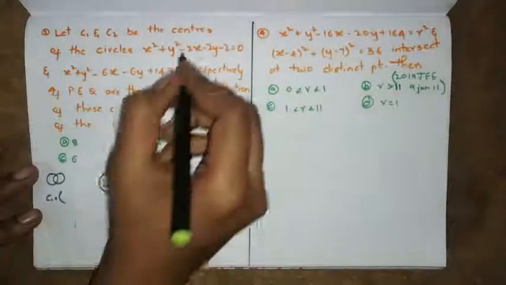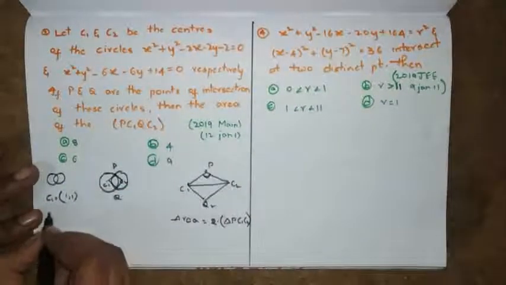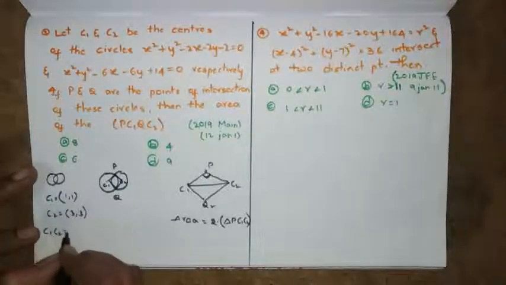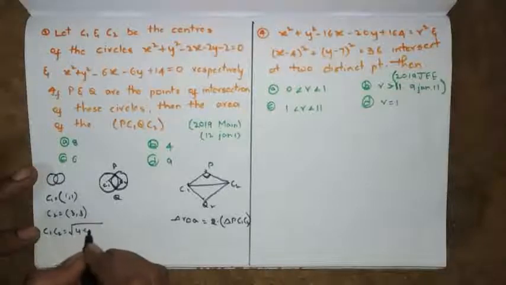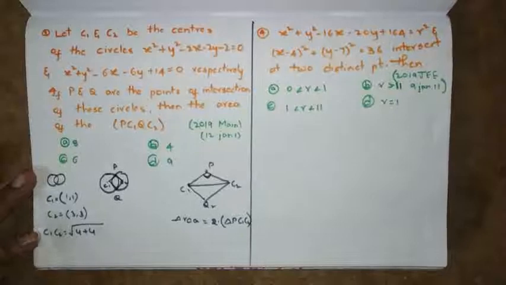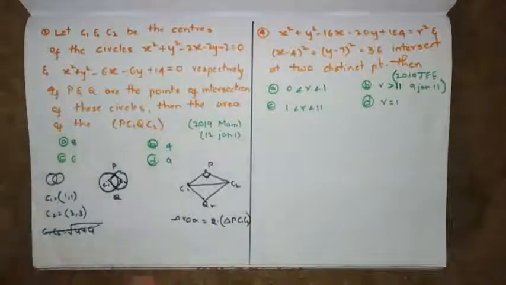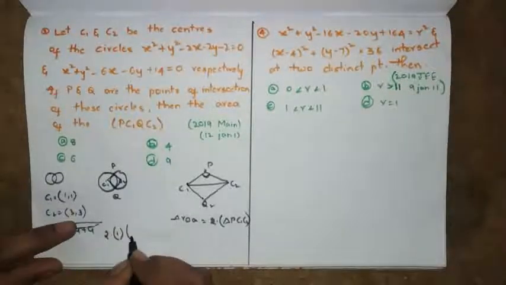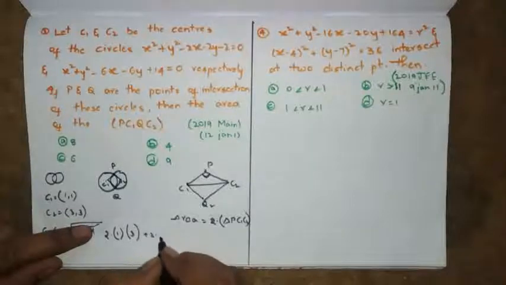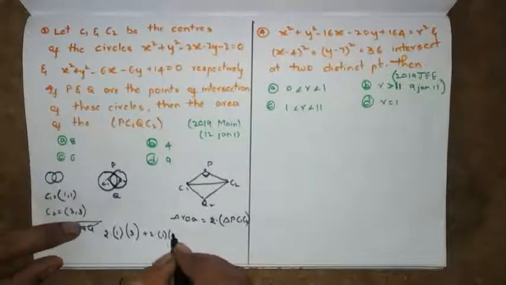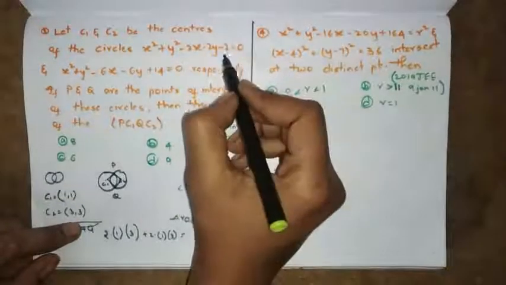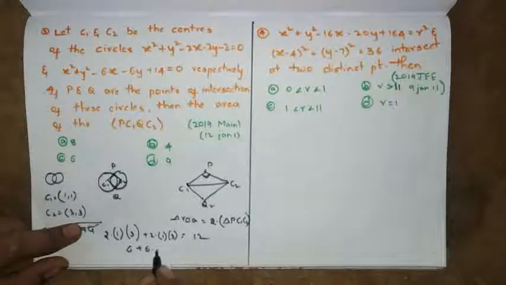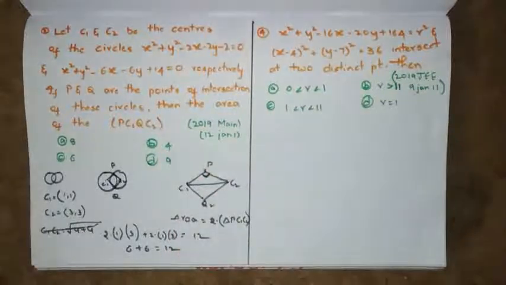C1 will be 1, 1, okay, and C2 will be 3, 3. So C1, C2 will be square root of 4 plus 4, right? Sorry, this is not required. We have to check orthogonal condition, right? 2 into G1 into G2 plus 2 into F1 into F2 is equal to constant C1 plus C2, minus 2 plus 14. It will become 12. So this is also 6 plus 6, 12. Yes, this is right angle triangle. I can get that.